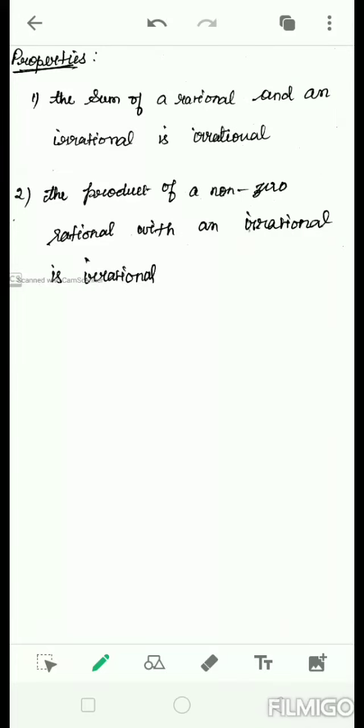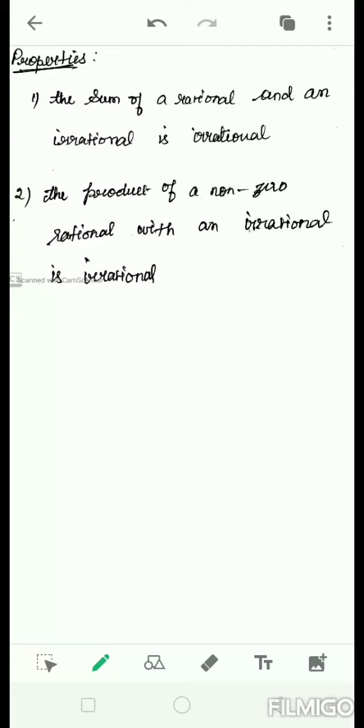So these are the properties of rational numbers. The sum of any two rational numbers is rational. Obviously we all know that. For example, 2 is a rational number, 2 by 1, so I just consider it as 2. Another number is 3 by 1, which means 3. So what about 2 plus 3? It is 5, and 5 by 1 is rational. So obviously we all know that the sum of any two rational numbers is rational.